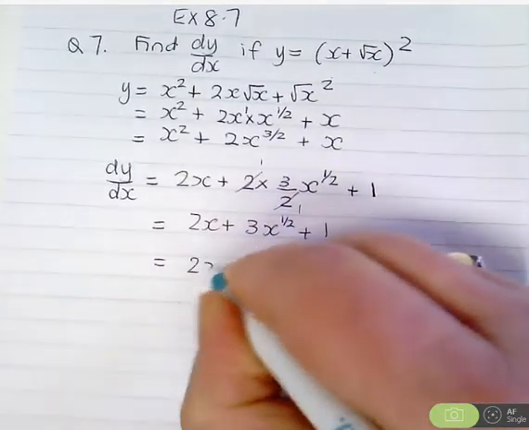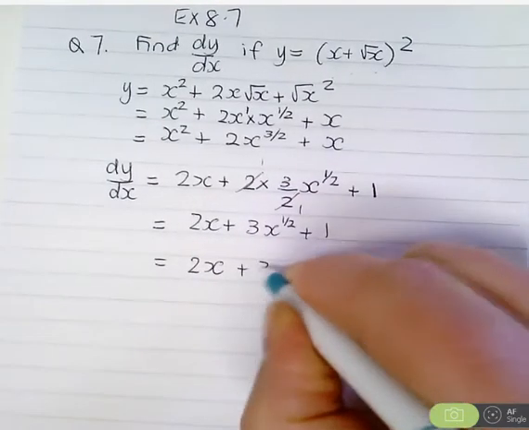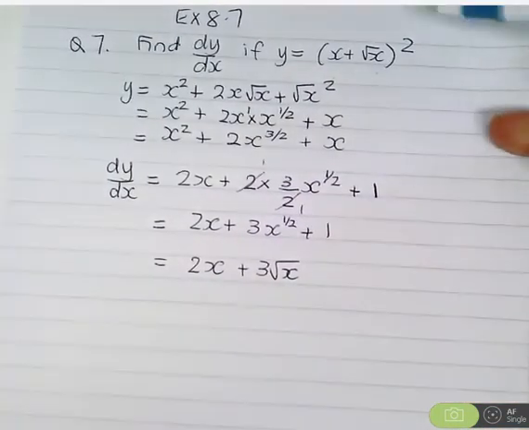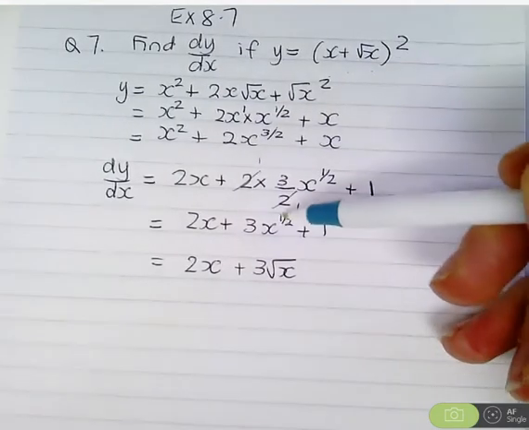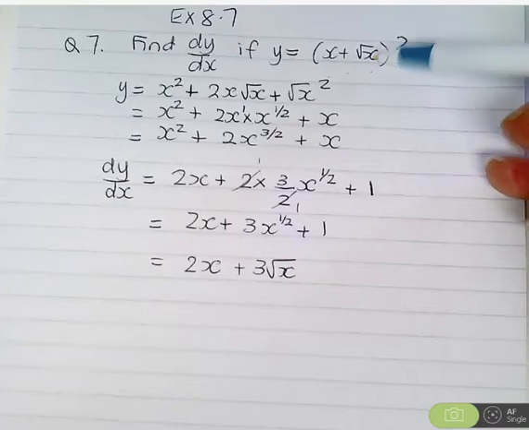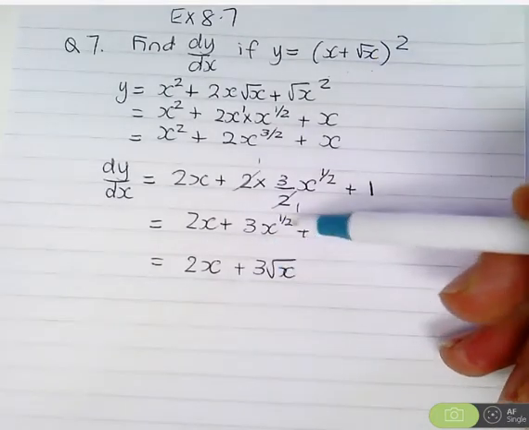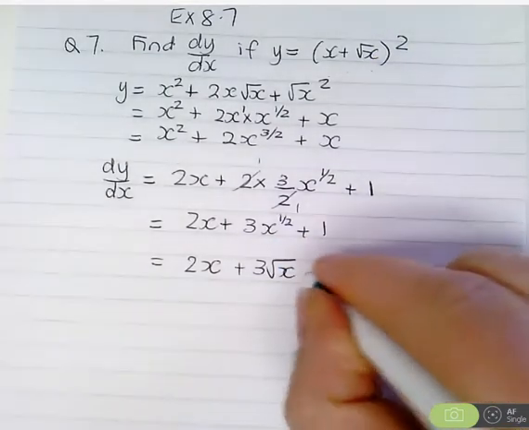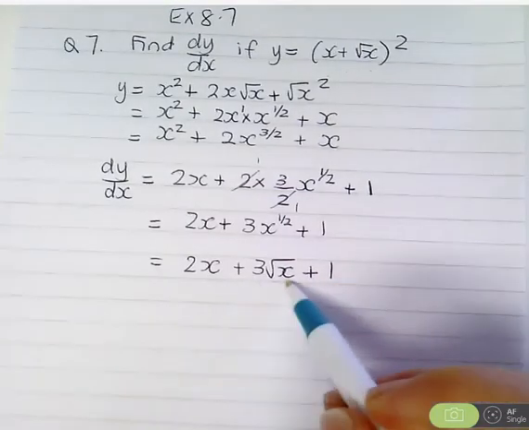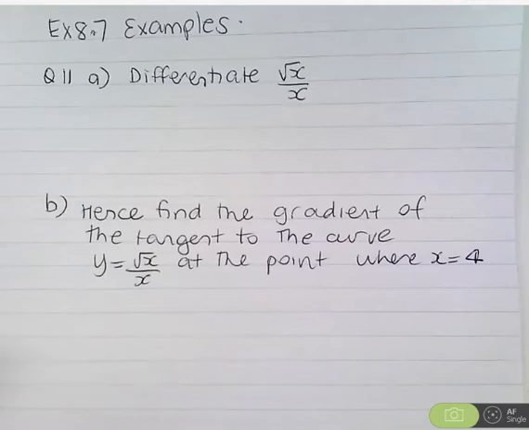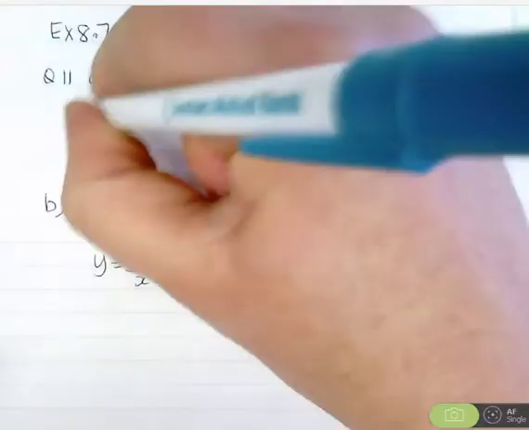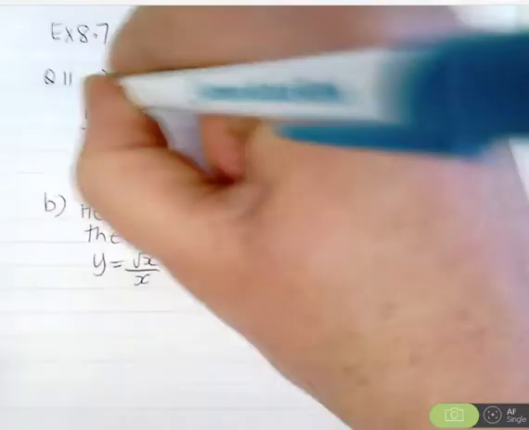Now we can rewrite 3 times x to the power of a half as 3 root x, because if you look at the question, there are no fractional indices here. This root x is not written as x to the half, so this x to the half needs to be written as root x here. So we get 2x plus 3 root x plus 1. Okay? Okay, question 11a, differentiate root x on x. We'll need to take a similar approach to what we just did.